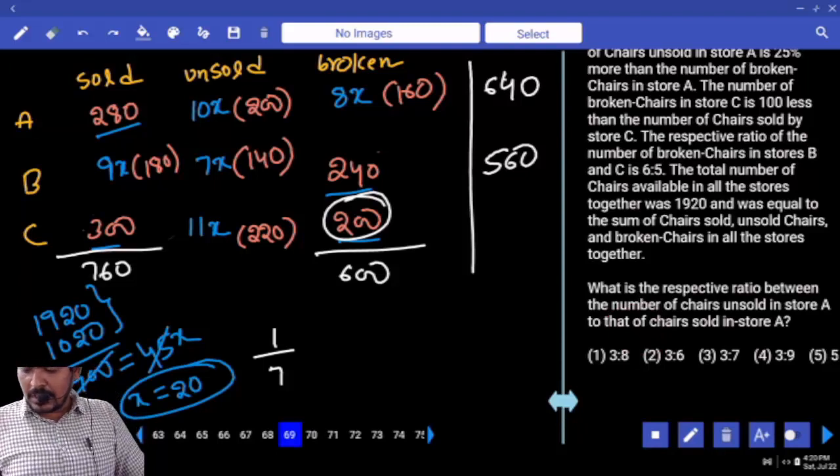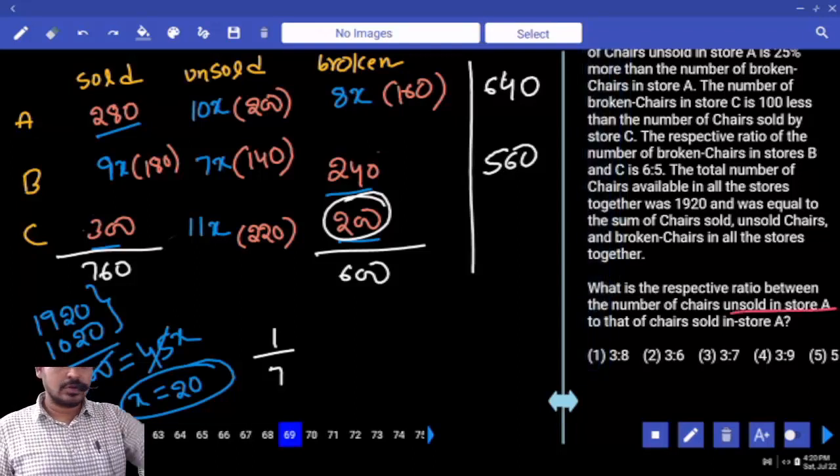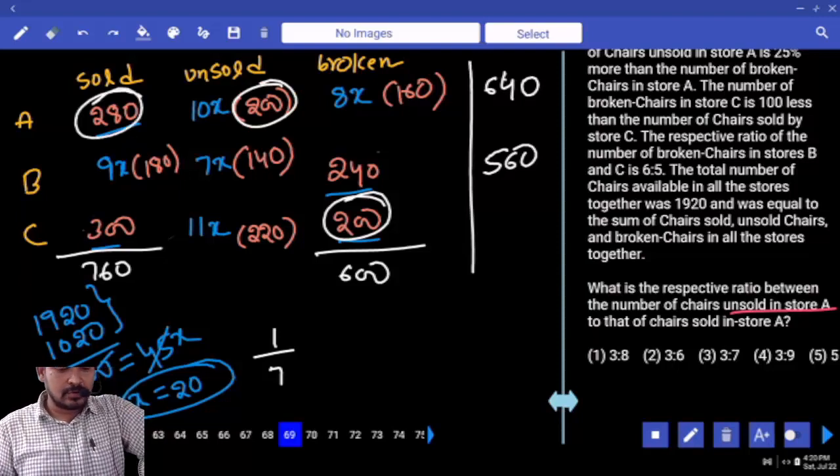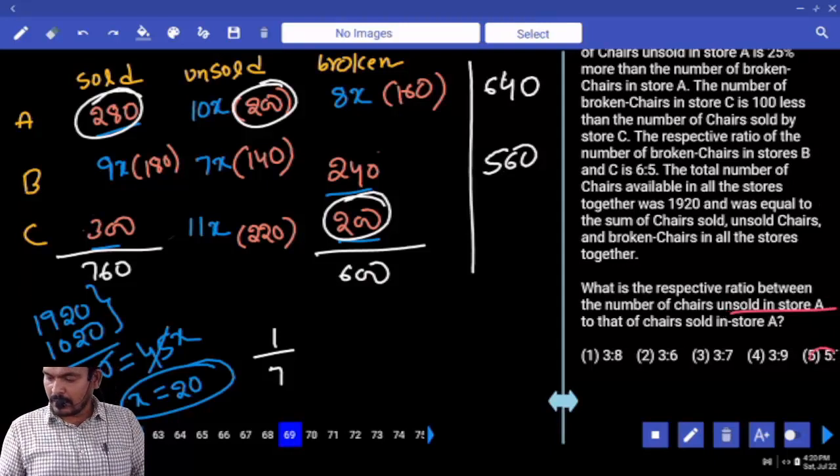Next, 69. What is the ratio between the number of chairs unsold in store A and the chairs sold in store A? What is the unsold value of store A? 200. Sold in store A, 280. What is the ratio? 5:7.